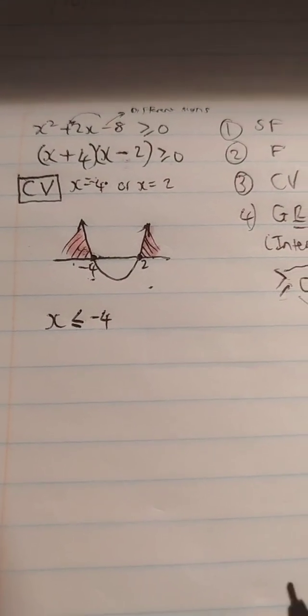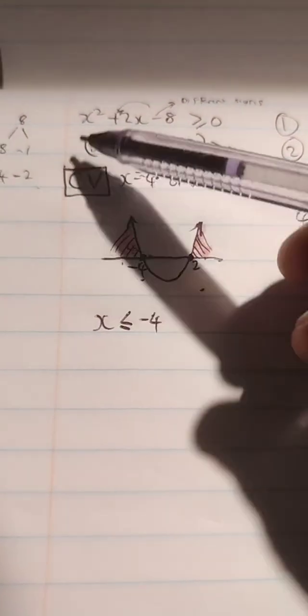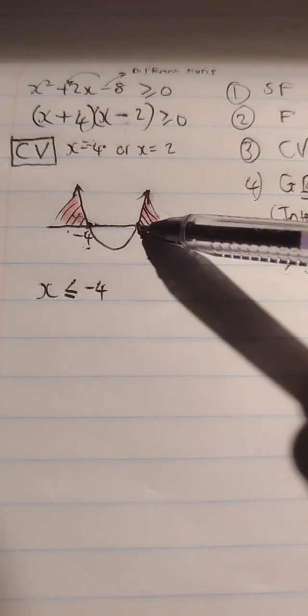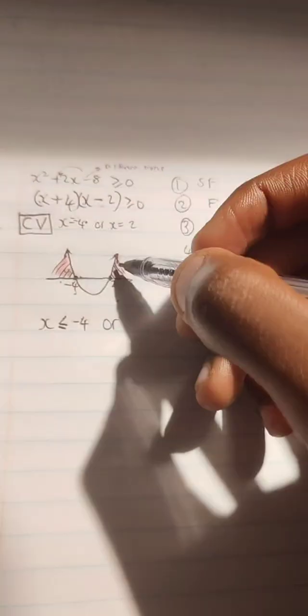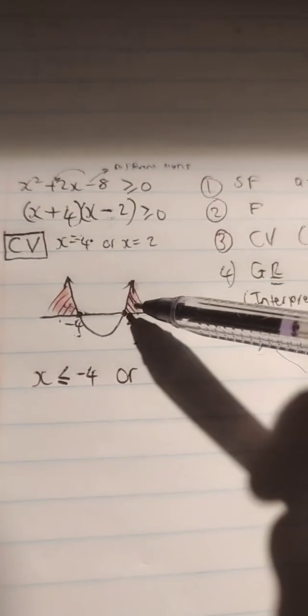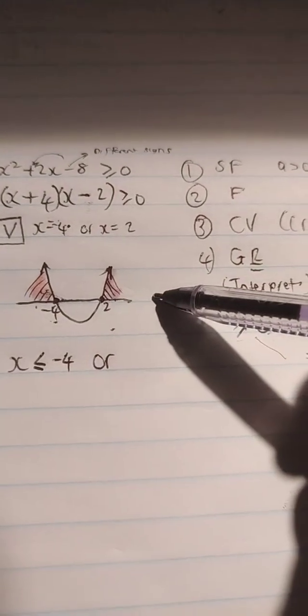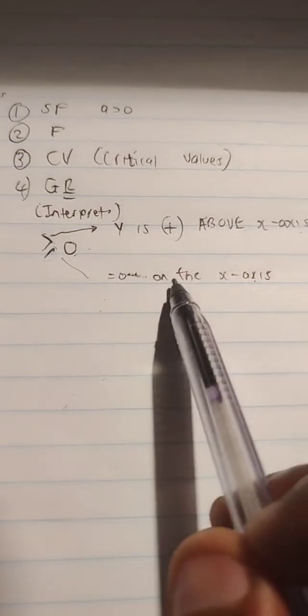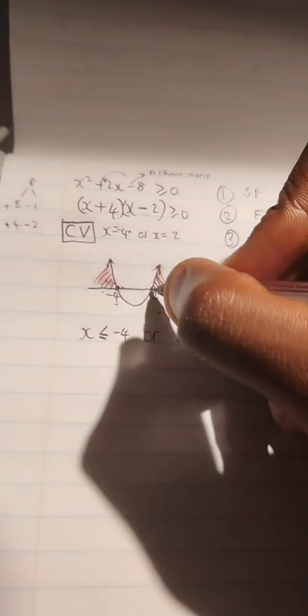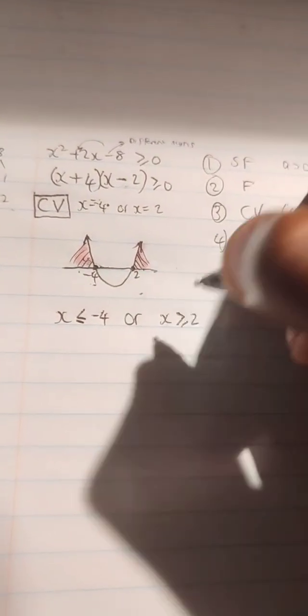Okay, we are done with this side. Let's go on to that side. There is our critical value 2. We will say, or, where is the function again? Above the x-axis. It is above the x-axis where x is greater than 2. Where is the function for the equal part? On the x-axis. Where is it equal to 0? Where is it on the x-axis? It is on the axis exactly where it is equal to 2.